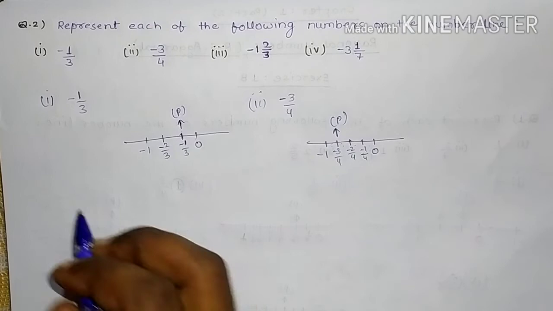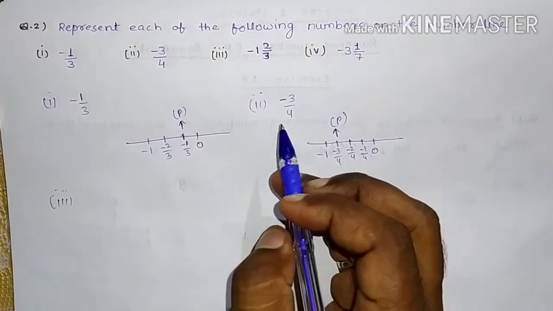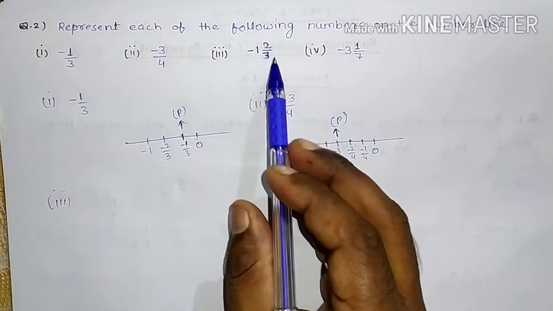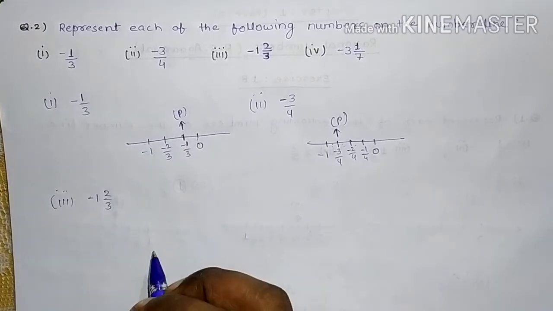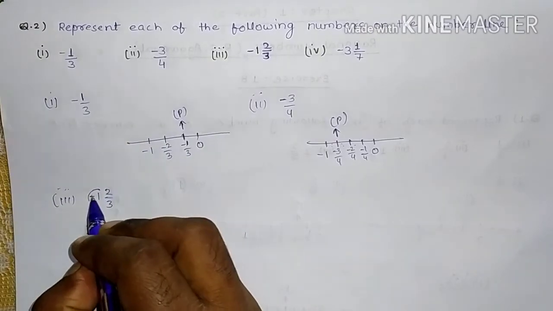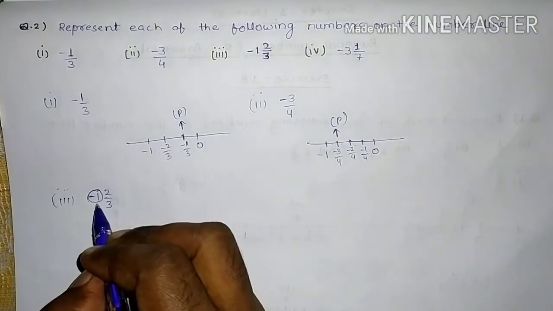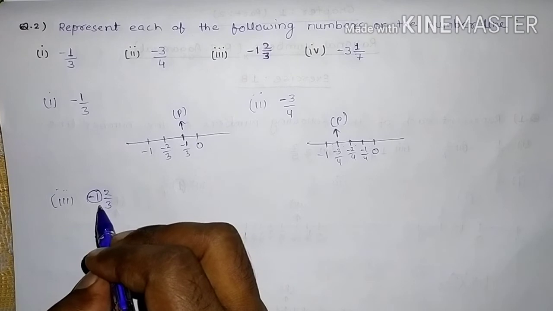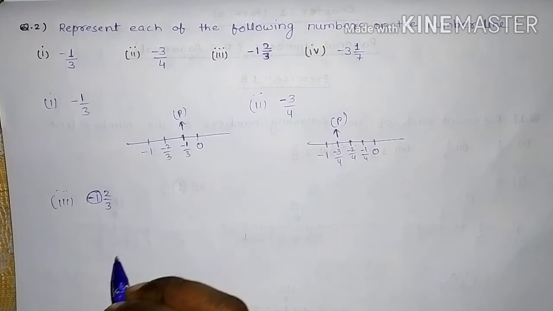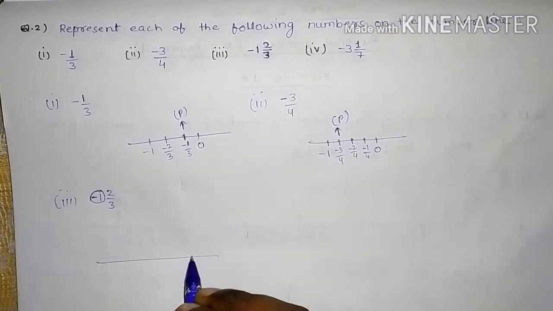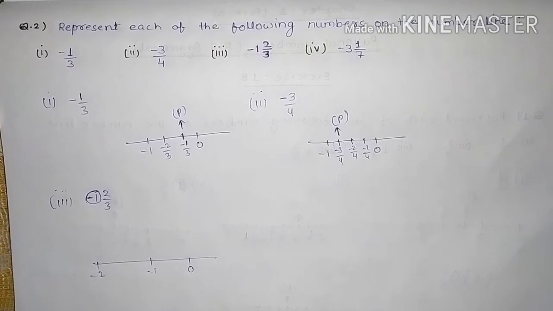Now the next question, that is question number 3, that is given -1 2 by 3. So -1 2 by 3, again -1 is written here, so -1 shows this point lies between -1 to -2. Okay, so just draw a line here. This is 0, this is -1, and this is -2.